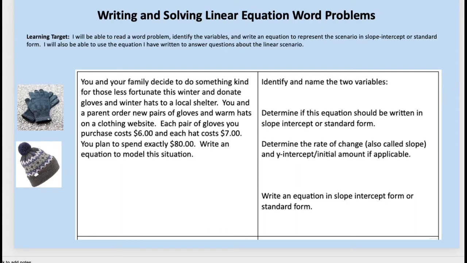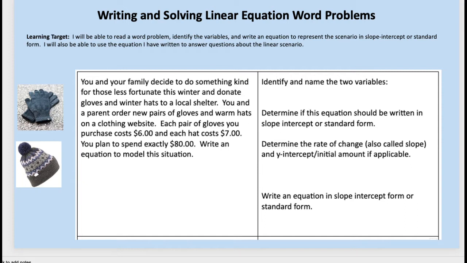You and your family decide to do something kind for those less fortunate this winter and donate gloves and winter hats to a local shelter. You and a parent order new pairs of gloves and warm hats on a clothing website. Each pair of gloves you purchase costs $6, and each hat costs $7. You plan to spend exactly $80. Write an equation to model this situation.